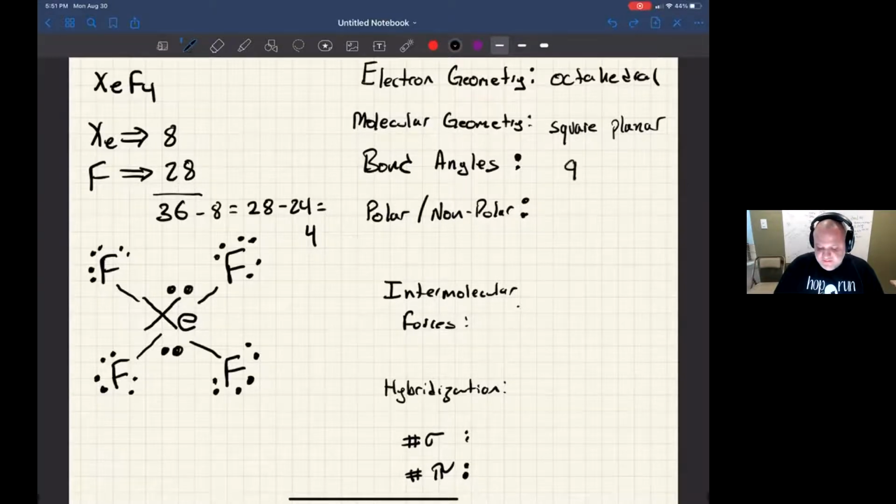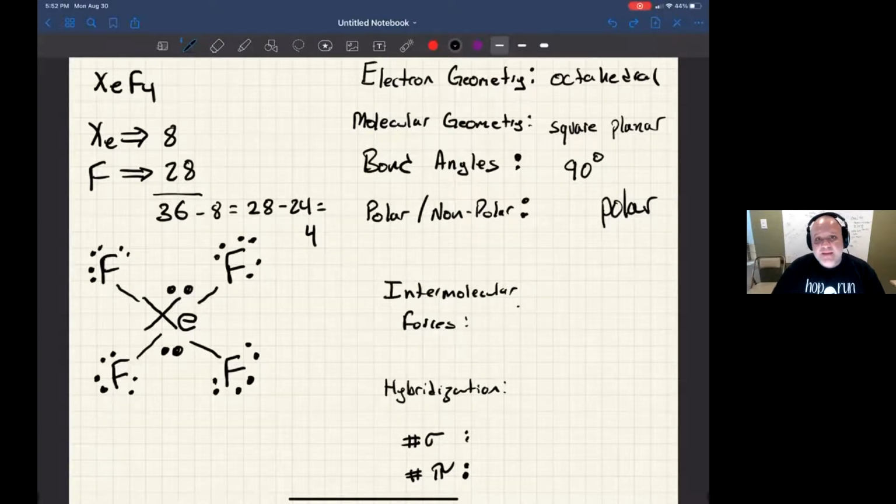And that brings us to the bond angles. The bond angles for all octahedral structures are simply 90 degrees. Now, we're going to show you the square plane here in just a second. And we're going to do that when we talk about whether the molecule is polar or nonpolar.